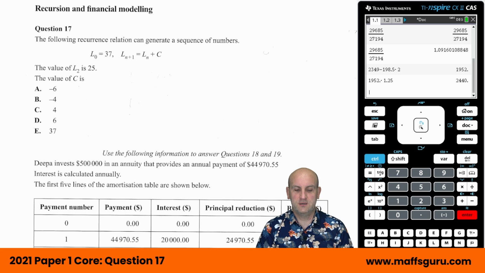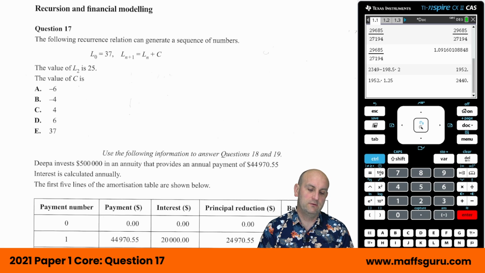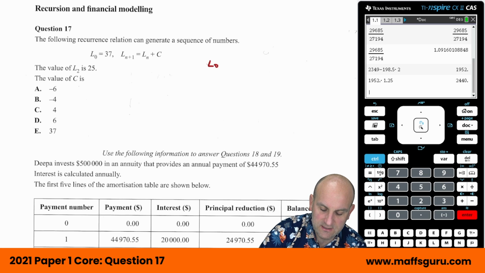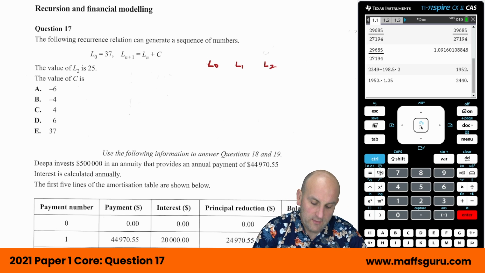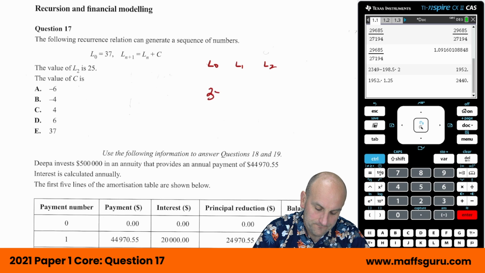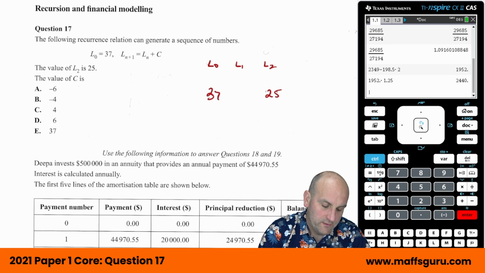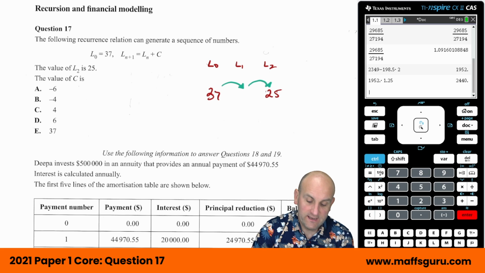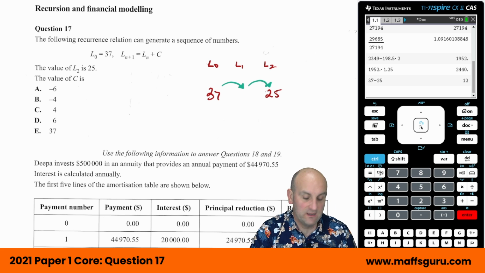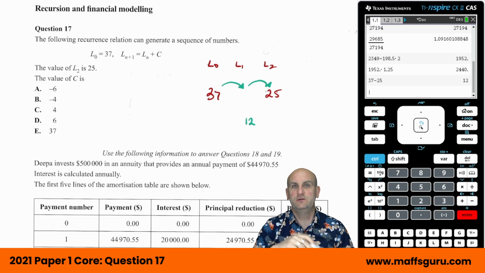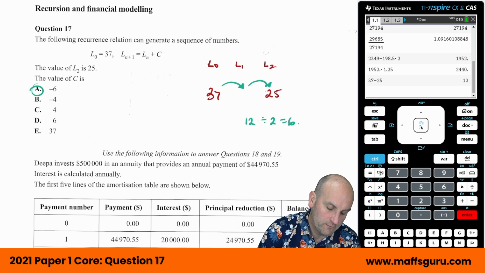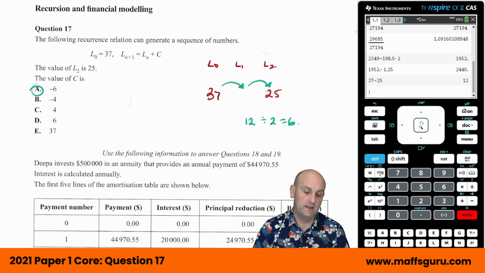All right, we're going to move on to recursion and financial modeling. The following recursion relation can generate a list of numbers. The value of L2 is 37. So what we've got here is L0, L1, L2. We know that L0 is 37. We know that L2 is 25. And to get to each of these, we are basically doing something with this value of C. I must be taking away two values because they're getting smaller. So I did the difference of 37 minus 25, which gave me 12. And because I've got to reduce by two things to give me 12, I divided by 2, which gave me 6. But we had to be careful that it was negative 6, because we're taking away 6 each time.